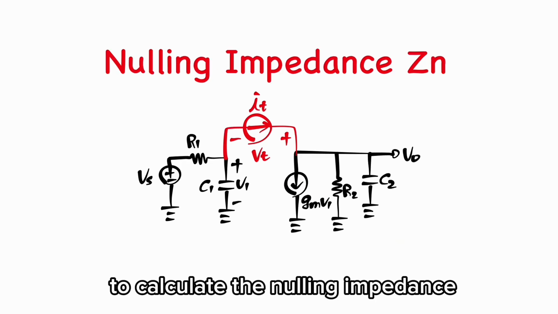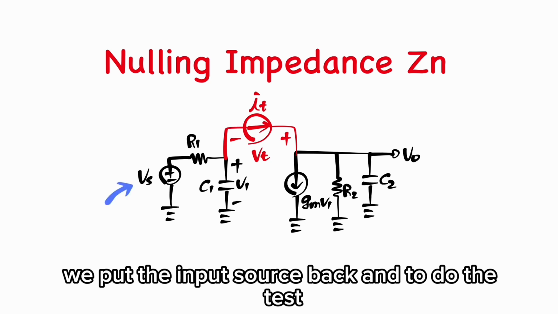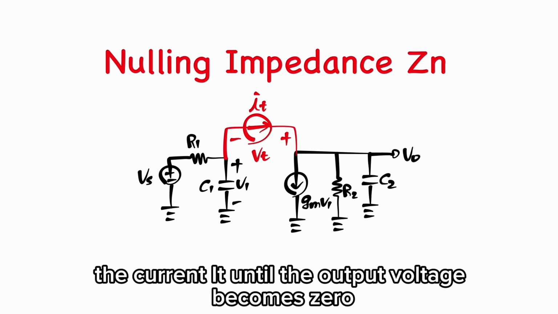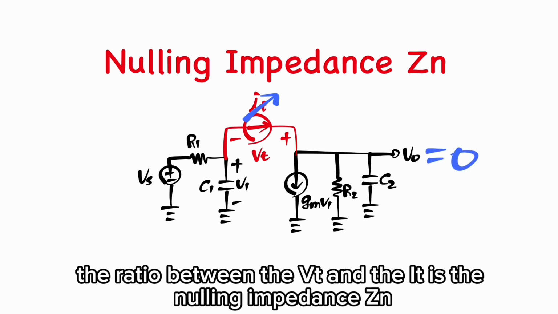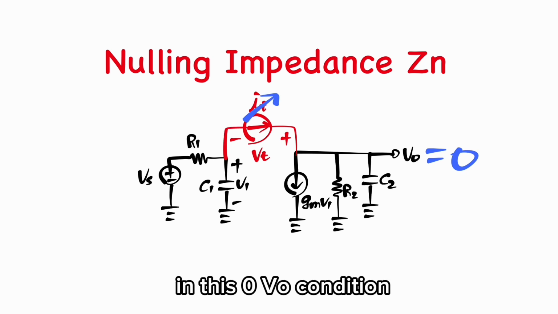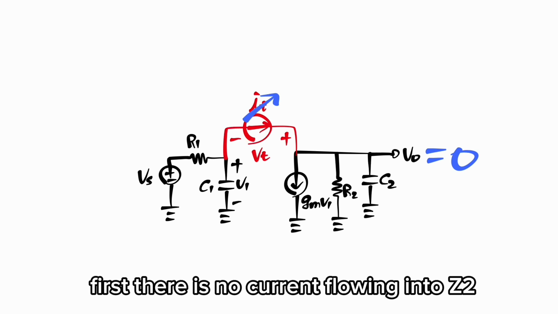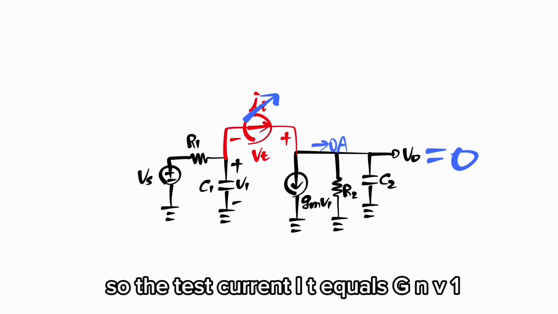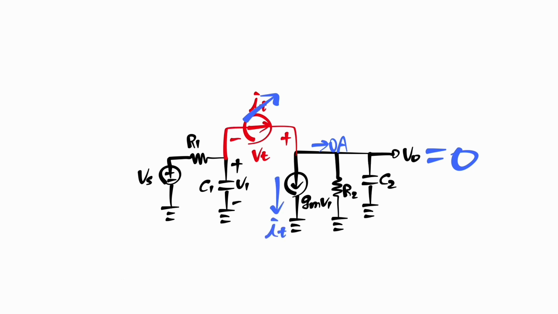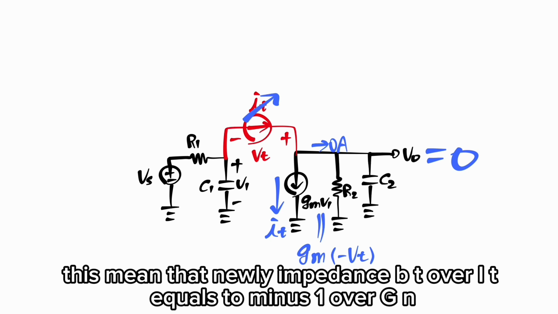To calculate the null impedance, we put the input source back and tune the test current It until the output voltage becomes 0. When it does, the ratio between Vt and It is the null impedance Zn. In this zero Vout condition, two interesting things happen. First, there is no current flowing into Z2, so the test current It equals Gm V1. Second, Vt equals minus V1. This means the null impedance Vt over It equals minus 1 over Gm.